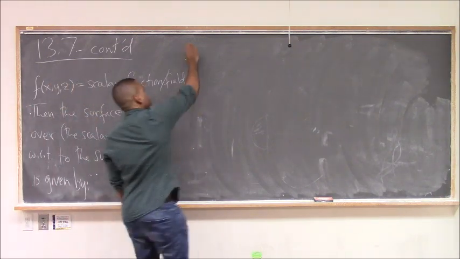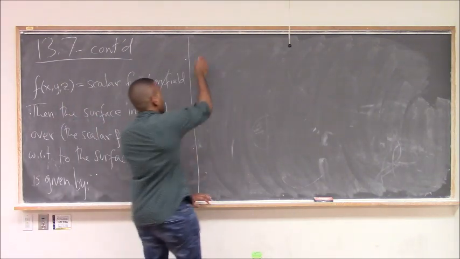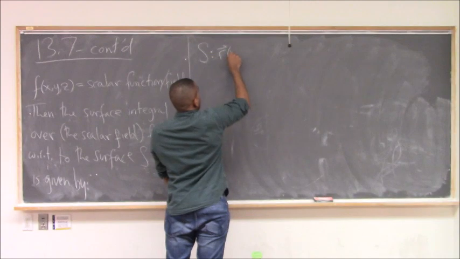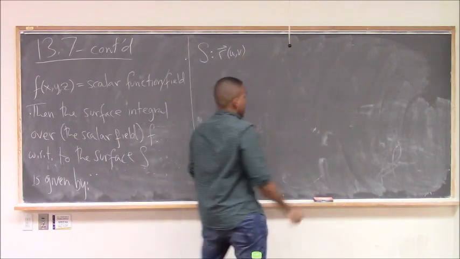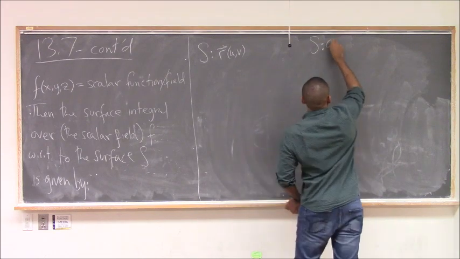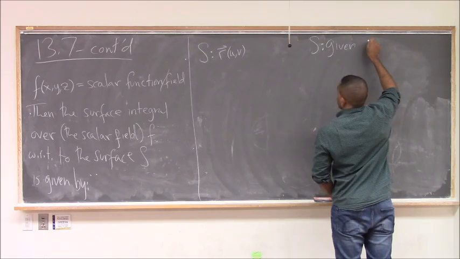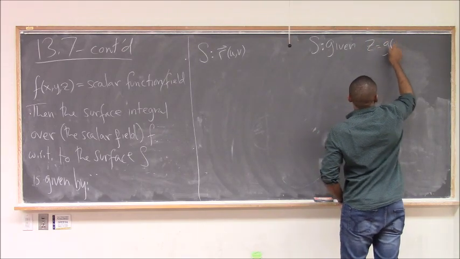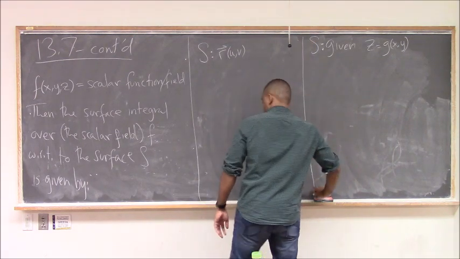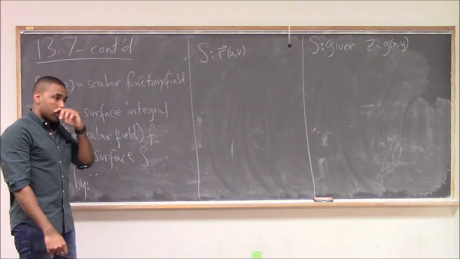How could we write that? So there are two cases. Suppose S is parameterized by r of u, v, versus S is given by some function z equals g of x, y. How would you define the surface integral over the scalar field in this situation?